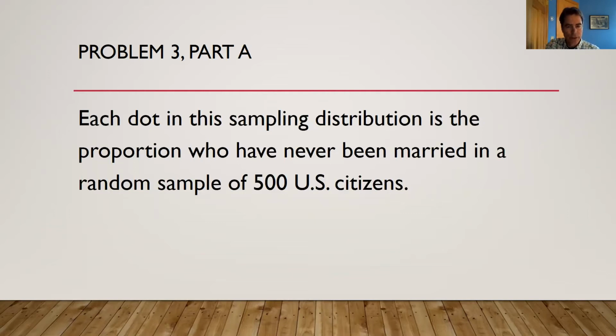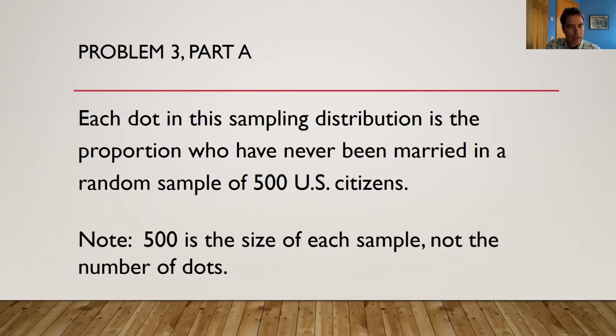Now, it's important to note, 500 is the size of each sample. It's not the number of dots. The number of dots is pretty much arbitrary. You could make a dot plot, in this case, with 1,000 dots or 100 dots, however many dots you want. Each dot, though, would represent a proportion from a random sample of 500 US citizens.